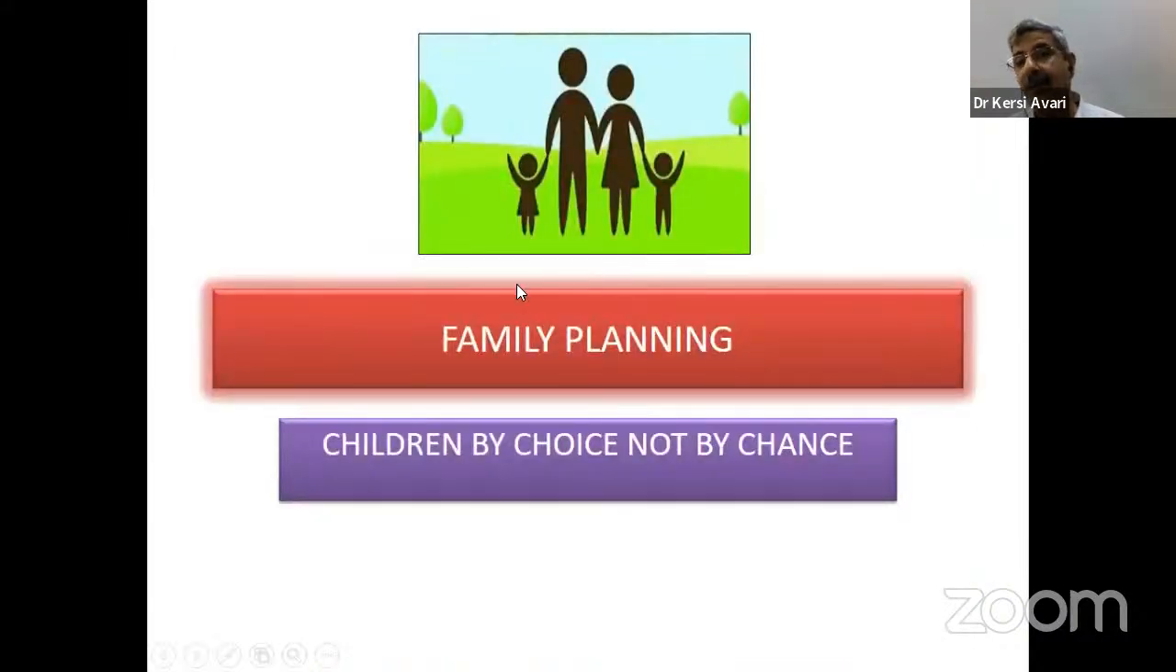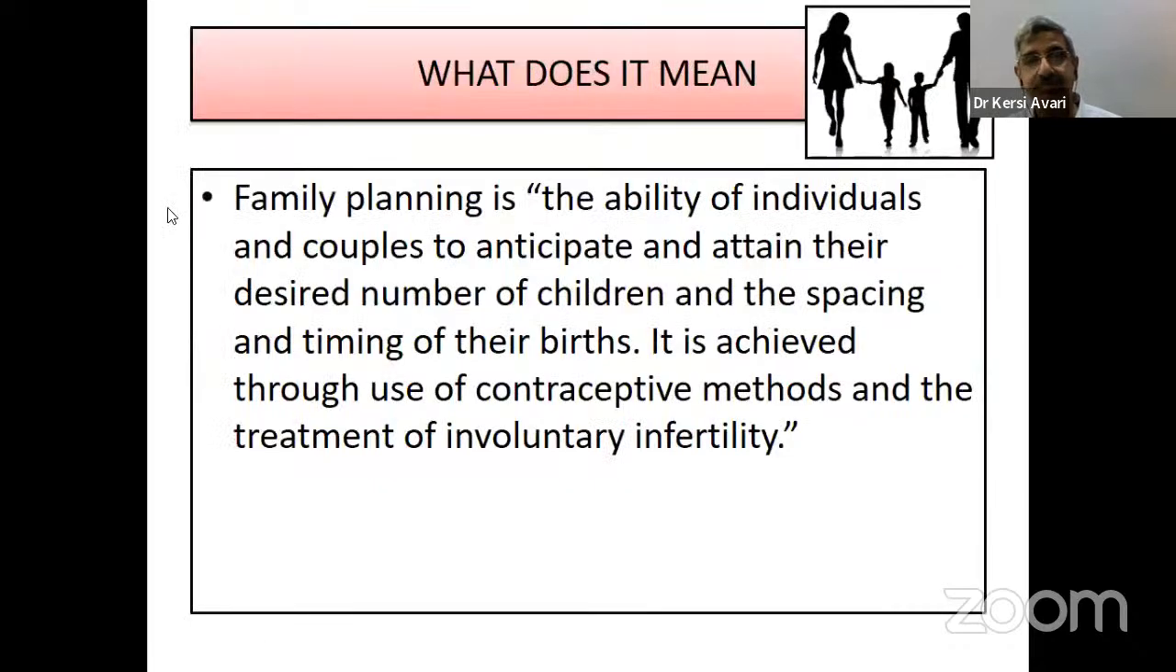Then your family planning. Your planning is what? I want children by choice, not by chance. A reliable way for couples to anticipate and attain the desired number of children, what we call spacing. Why is spacing important? Because a female can't be gravid year after year after year. It severely compromises her health, her physiology, and also the growth of the child.